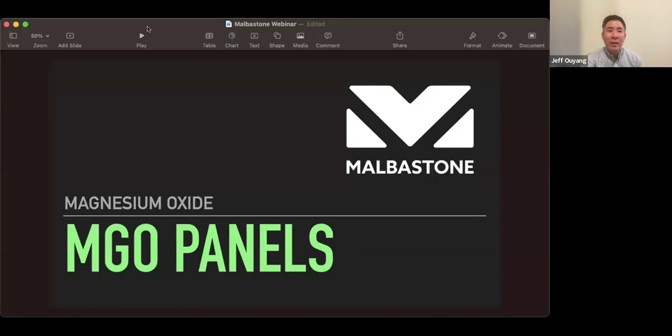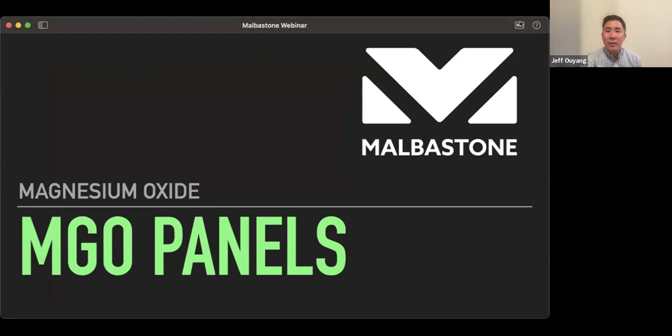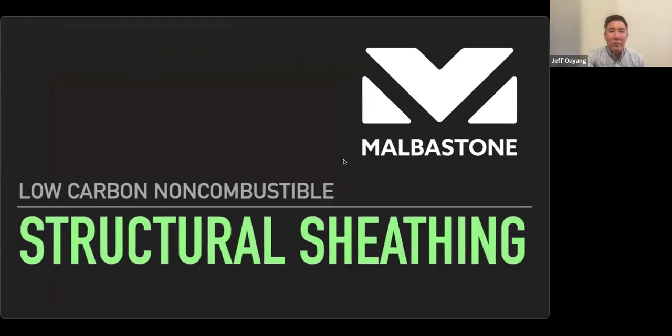Okay, thanks, Bo. So can you guys see my screen? Yep, looks great. Okay, cool. So we're here today to talk about magnesium oxide panels, MGO panels. I assume if you're here, you probably know what that is or have a sense of what that is already. But if not, I think a more descriptive name that we use is low carbon, non-combustible structural sheathing.